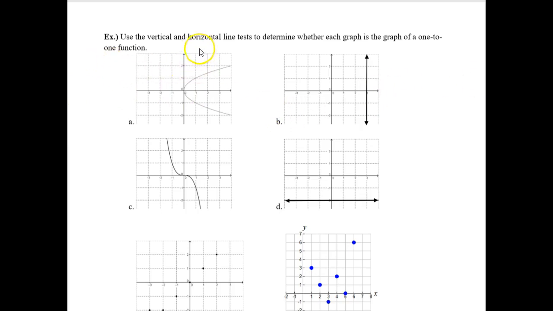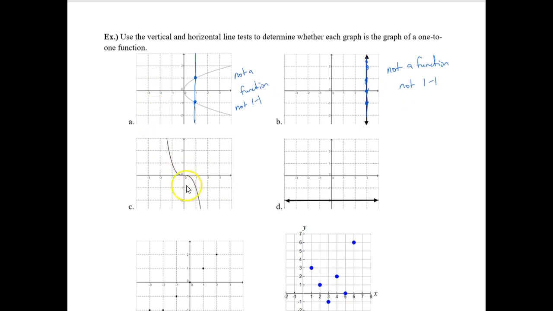So we check this. First graph, graph A. Right away, I'm seeing, boom, vertical line test. This is not a function, so it can't be one-to-one. B here. This is a vertical line. It's touching that vertical line infinitely many times. And the same vertical line. Again, not a function, and definitely not one-to-one.